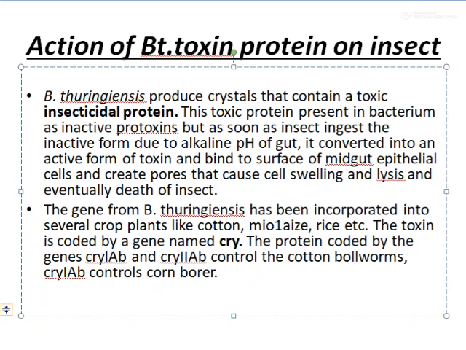The gene from Bacillus thuringiensis has been incorporated into several crops like cotton, brinjal, rice, etc. The toxin is coded by a gene named cry. Keep in mind, cry. The proteins coded by the genes cryIAc and cryIIAb control the cotton bollworms, and cryIAb controls corn borer. That is the one.